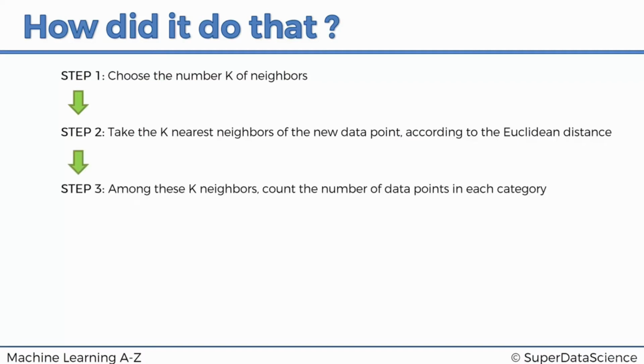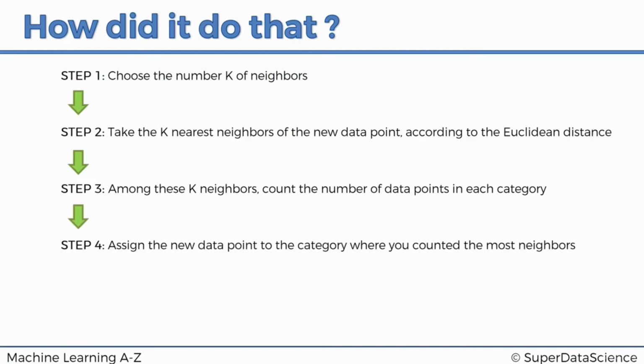So once you've taken the nearest neighbors, among these k neighbors, you need to count the number of data points in each category. So how many data points fell into one category, into the other category, and so on. You might even have more than two categories in your dataset, so you just need to calculate how many fall into which category. And then you need to assign the new data point to the category where you counted the most neighbors. As simple as that. That's why it's called k-nearest neighbors, and then your model is ready. As you can see, it's a very simple algorithm, and we're just going to do a manual exercise right now to really solidify this knowledge. So let's move on to that.